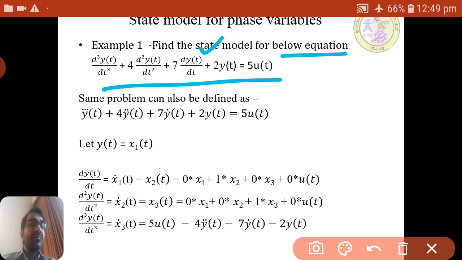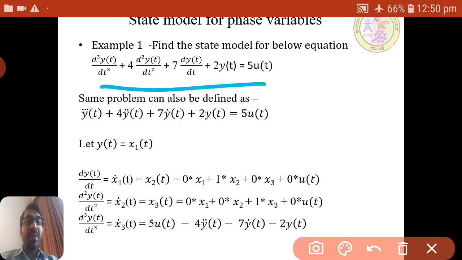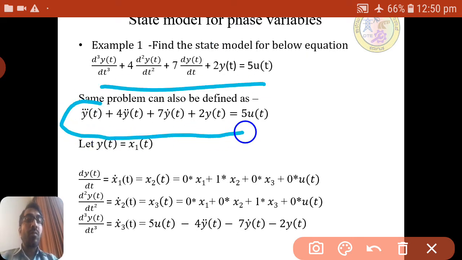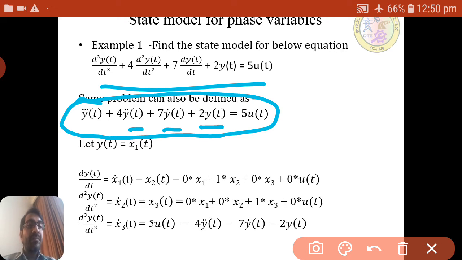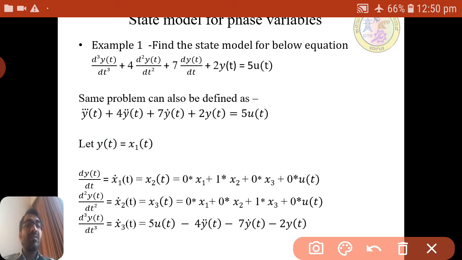The same equation can be written in another form: y triple dot of t, the third derivative, plus 4 y double dot of t, plus 7 y dot of t, plus 2 y of t is equal to 5 u(t). Now, to develop the state model, let us first consider y of t as x1 of t.